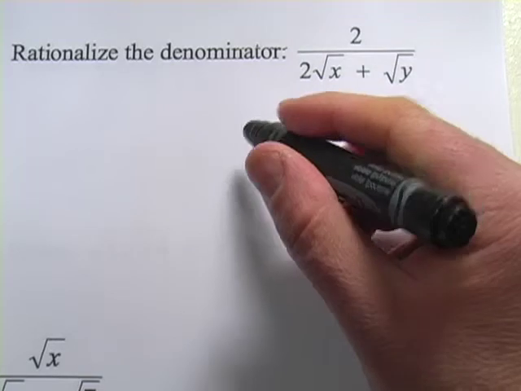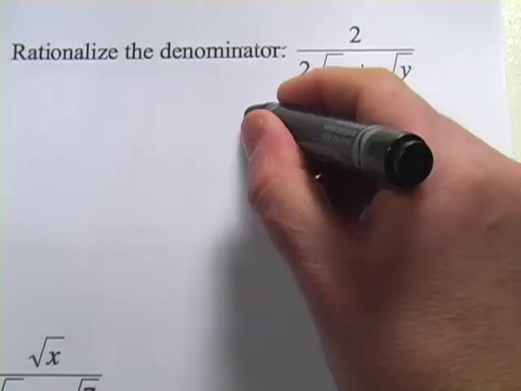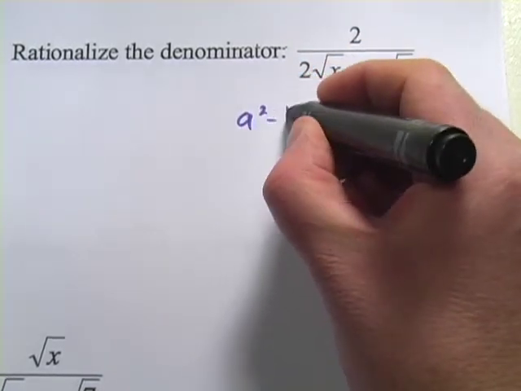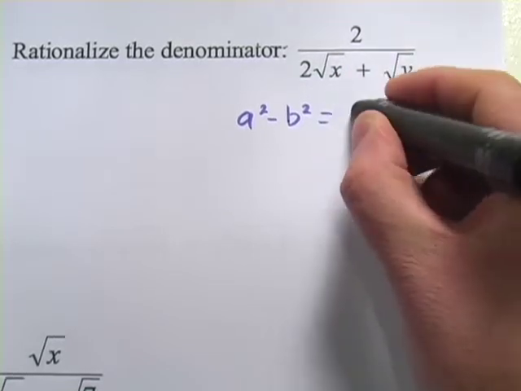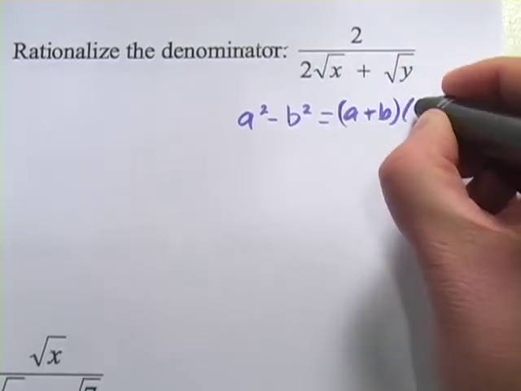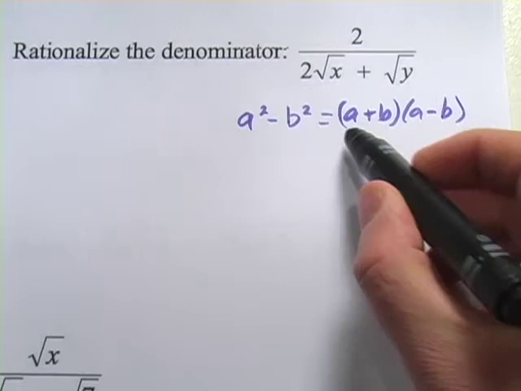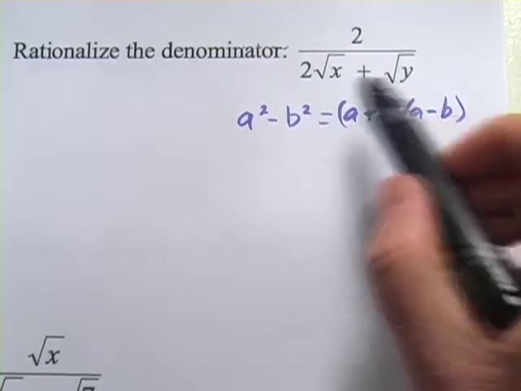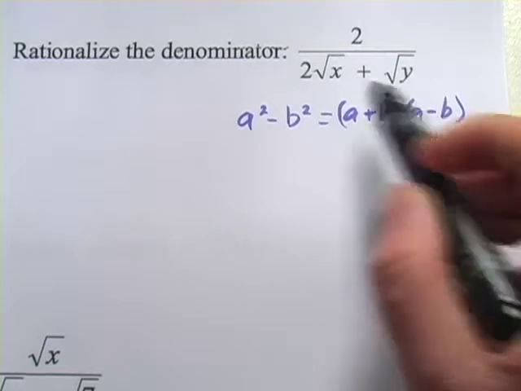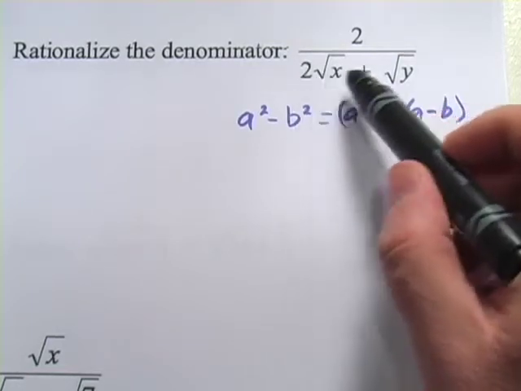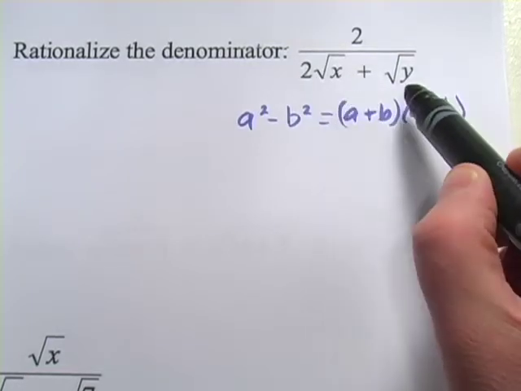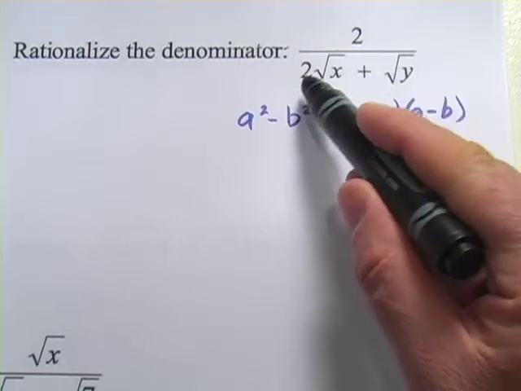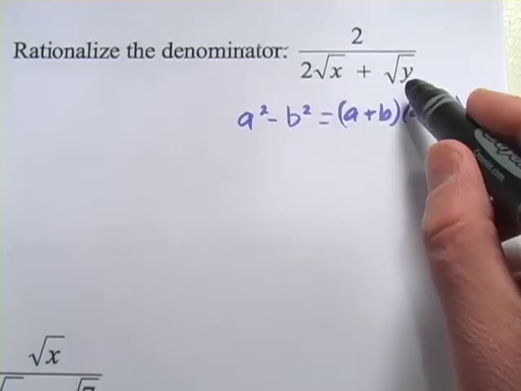It relies on the difference of squares. So, for example, you remember a squared minus b squared is the same thing as a plus b times a minus b. These two chunks are called conjugates. And what we're going to do is look at the denominator and try to figure out what's the conjugate to that. So if we have 2 times the square root of x plus y, its conjugate is just going to be 2 times the square root of x minus y.